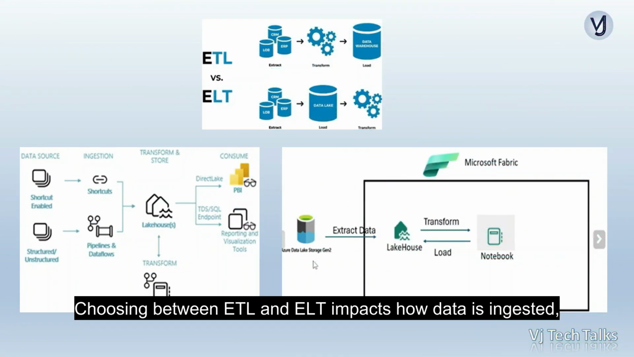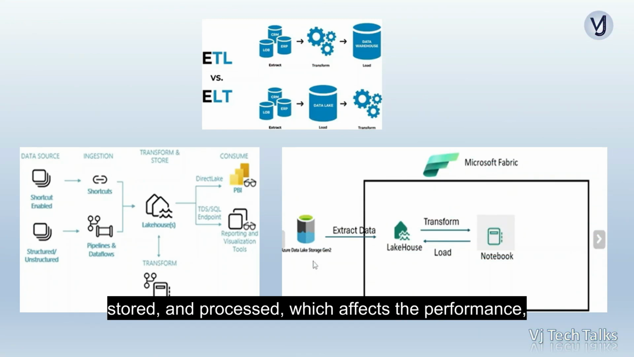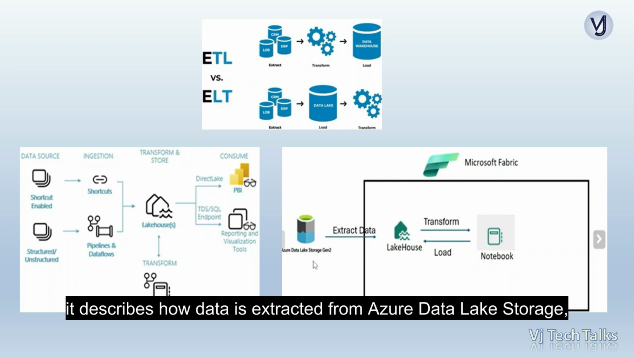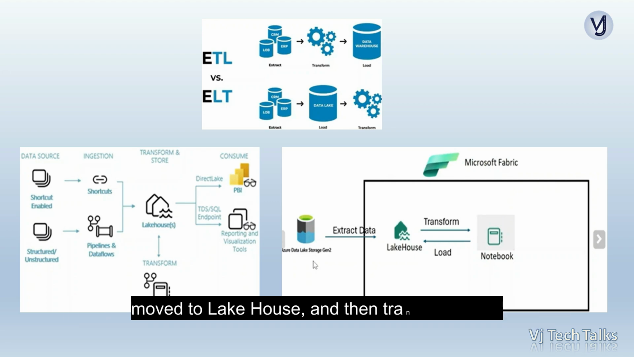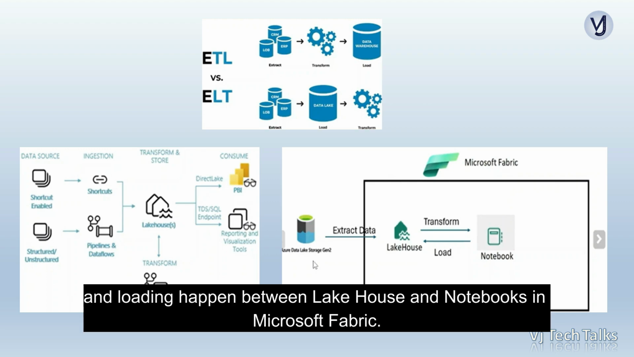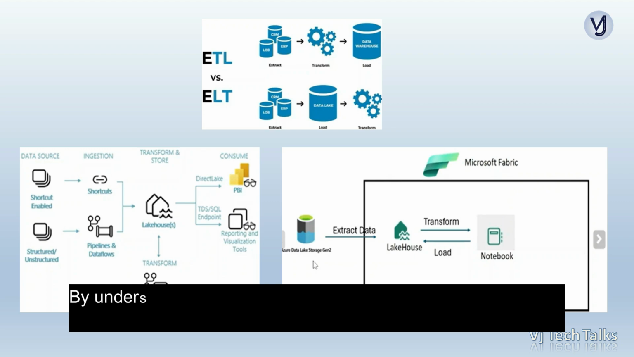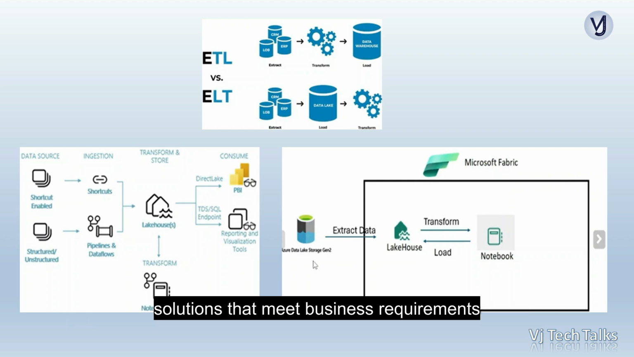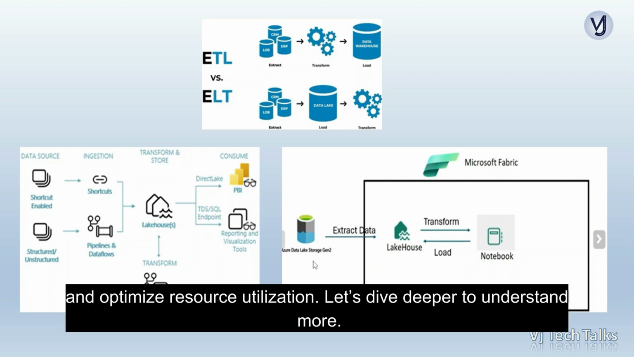Choosing between ETL and ELT impacts how data is ingested, stored, and processed, which affects the performance, scalability, and maintainability of your data systems. See the illustration below. It describes how data is extracted from Azure Data Lake Storage, moved to Lakehouse, and then transformations and loading happen between Lakehouse and notebooks in Microsoft Fabric. By understanding these two concepts, you will be able to create robust data solutions that meet business requirements and optimize resource utilization. Let's dive deeper to understand more.